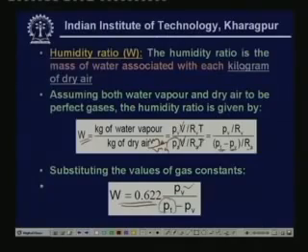Okay, so this may look a little surprising because we are talking about the properties of moist air. If it is a specific or intensive property, then it should have been per kg of moist air, but we are writing this in terms of kg of dry air. What is the reason behind this? The reason is like this.